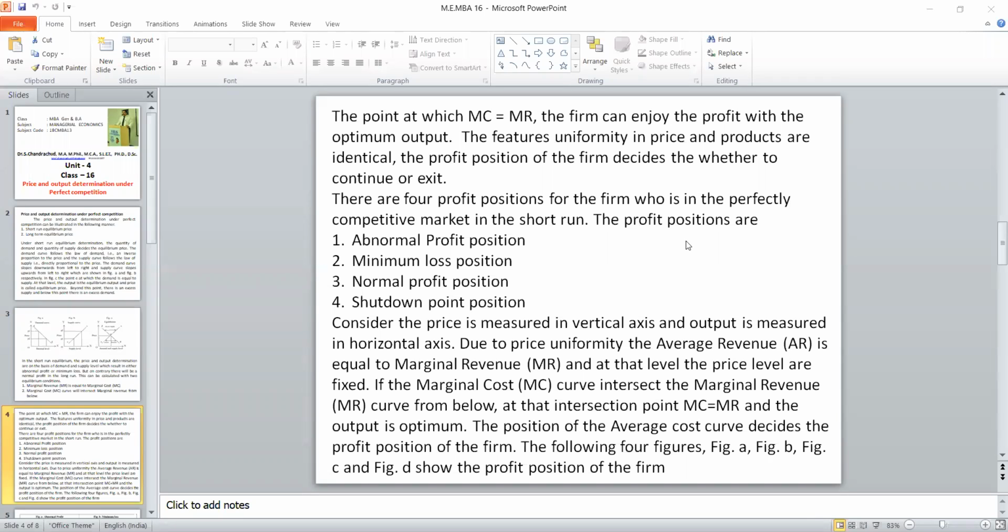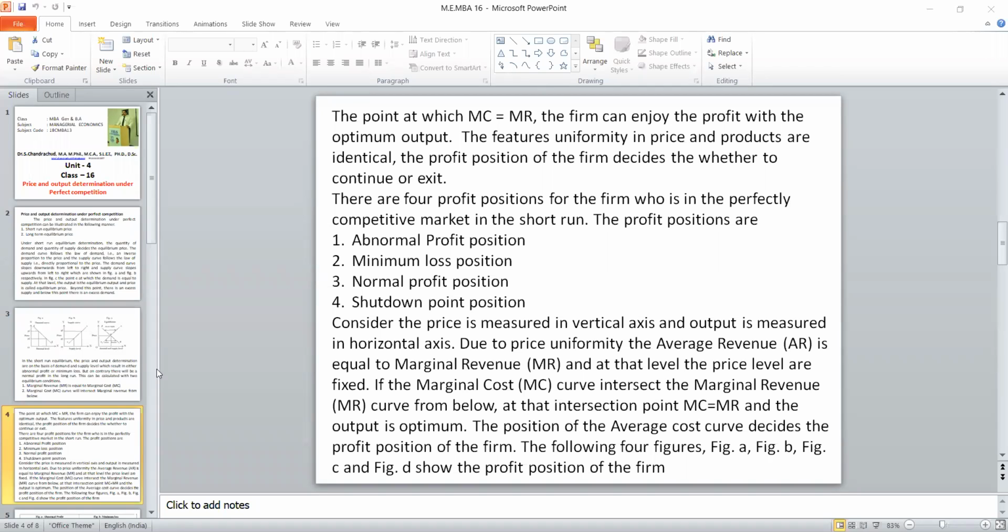So at the level where marginal cost is equal to marginal revenue, that will be the level of price. The second thing is there will be an equal marginal cost curve for all the firms because of price uniformity, homogeneity in the product, free entry and exit, perfect mobility. Because of these reasons, the marginal cost curve will not change. There will be an upward sloping marginal cost curve.